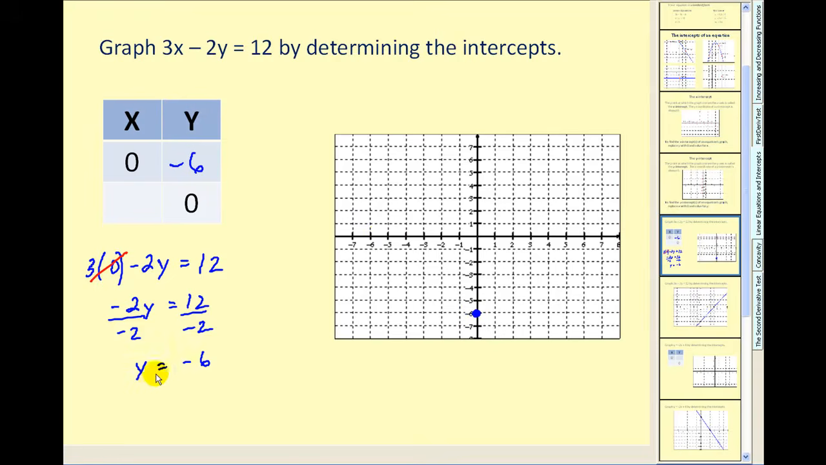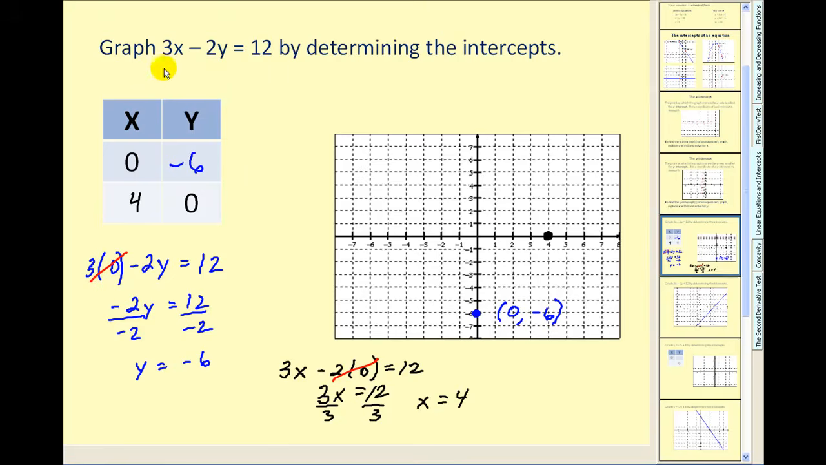Be careful if you're asked to find the y-intercept and you just say y equals -6. Technically, this is an equation of a horizontal line. So I like to list it as an ordered pair. This would be the point (0, -6). In order to find the x-intercept, we set y equal to 0. Again, this product will be 0. So we're left with 3x equal to 12. Dividing by 3, we have x is equal to 4. Our x-intercept is the point (4, 0).